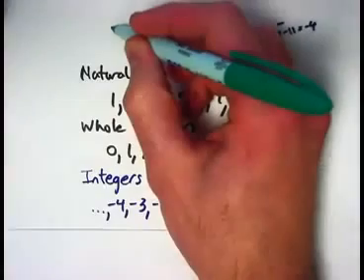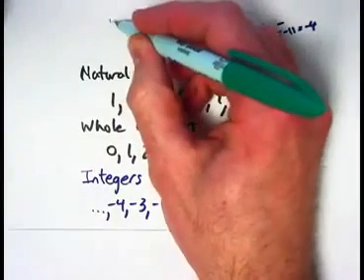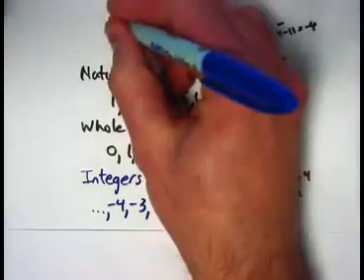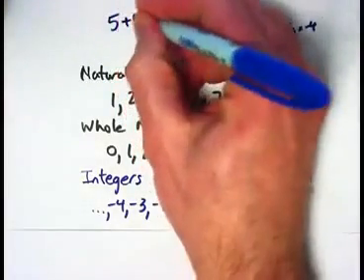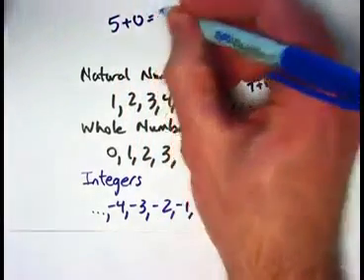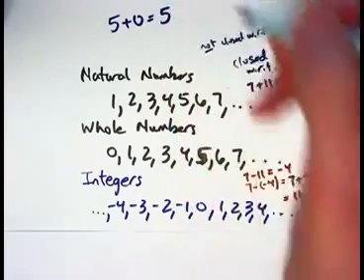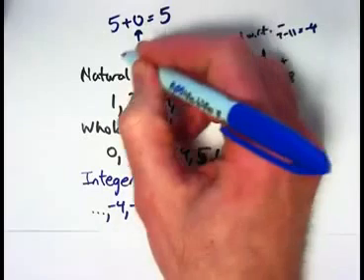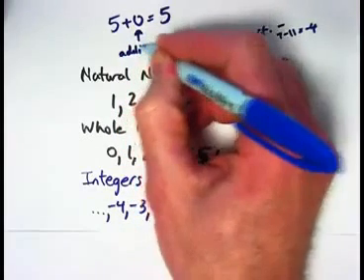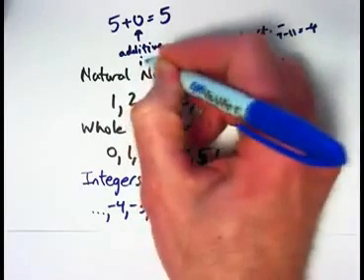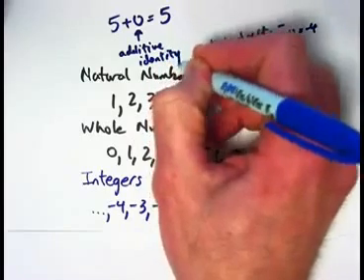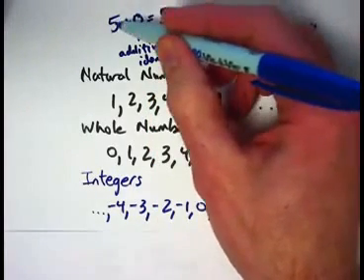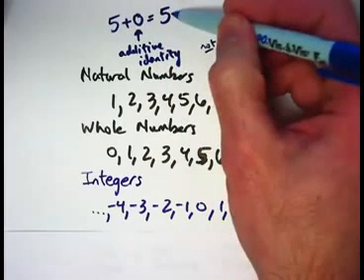I've mentioned, actually it was in video 1, that if you take any natural number or whole number or integer and add 0 to it, for example 5 plus 0, you get the original number 5 back. That means 0 is called the additive identity. It's got the special property that if you take 0 and add it to anything, you get that anything back. No other number has that property.